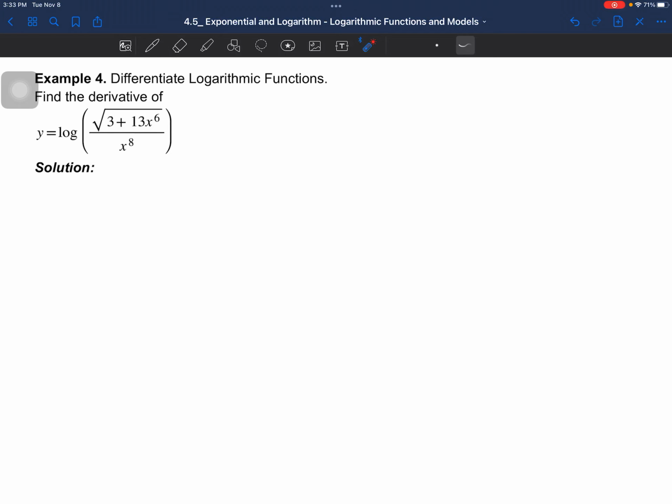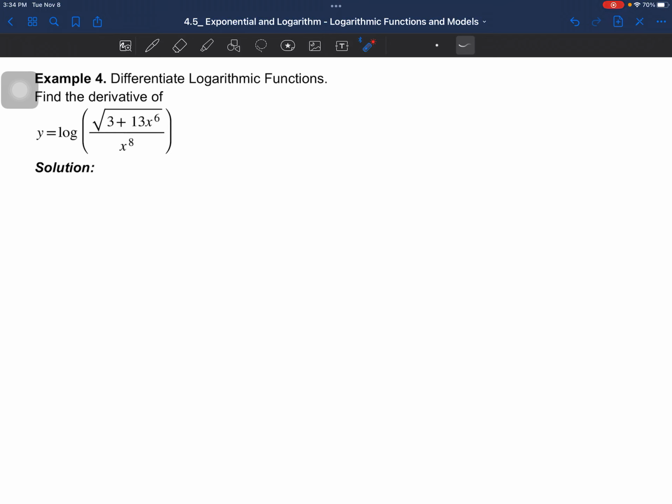All right, welcome back. So we're gonna try example number 4. This is a very, very interesting problem. There are two approaches we can take. One way is to apply directly the chain rule as it is right now, right?